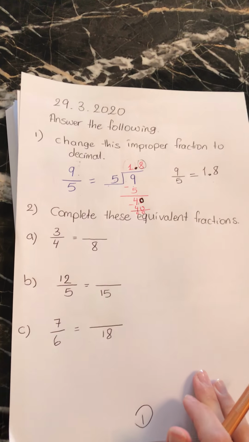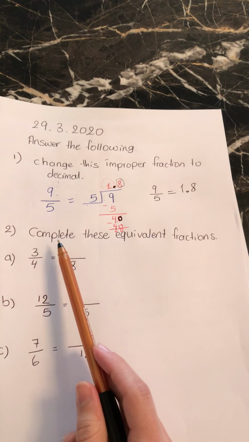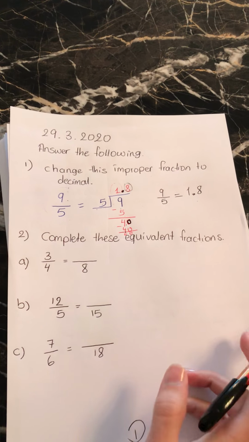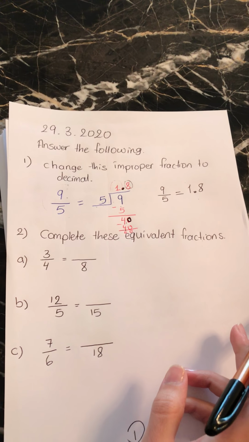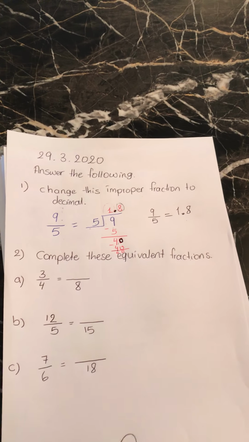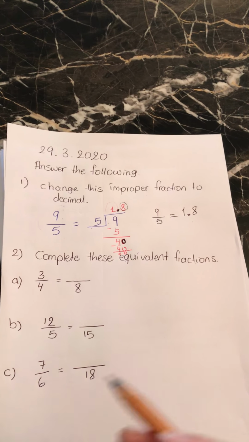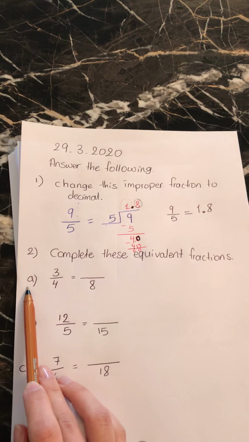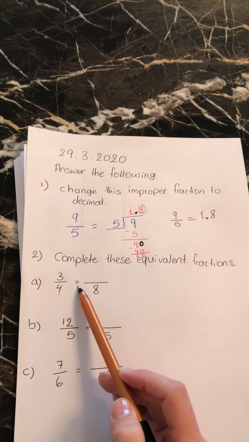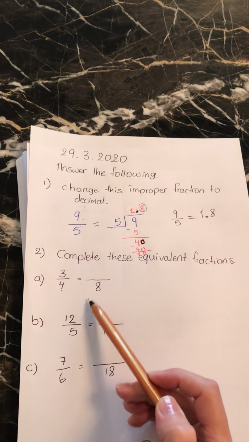Let's go to the second question. It says, complete these equivalent fractions. We already talked about equivalent fractions in our previous lesson, and we said two different fractions having the same value. Now, if you look at A, we have 3 over 4 equal to a number over 8.